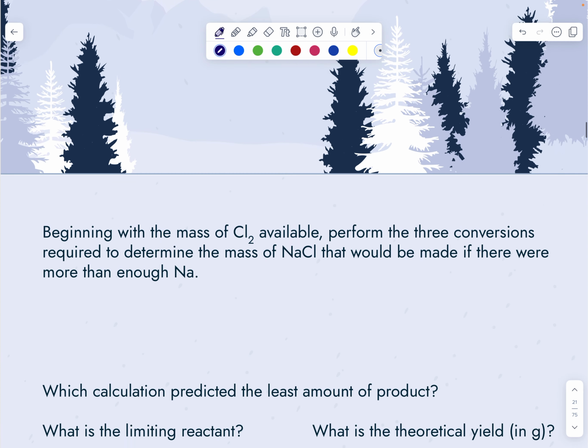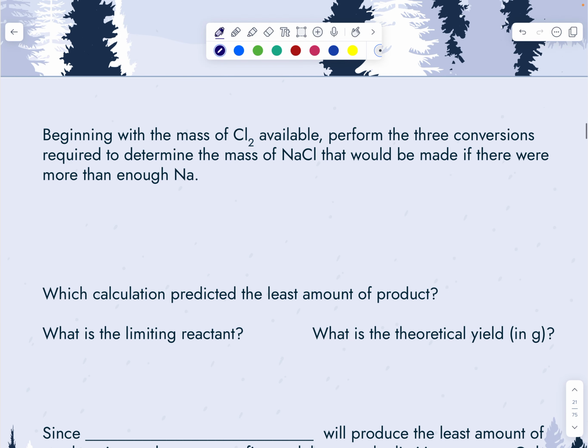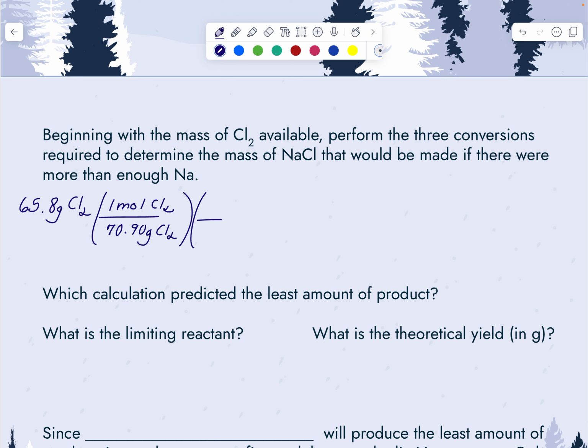So now let's do it with the other reactant. Beginning with the mass of the chlorine, find out how many grams, the mass of NaCl, that could be made. So this is just like the beginning of the chapter, 65.8 grams of chlorine, right? The first thing we can do is we convert to moles. 1 mole of chlorine has a mass of 70.90 grams. I know that from the periodic table. And then here I'm using the coefficients from the balanced chemical equation.